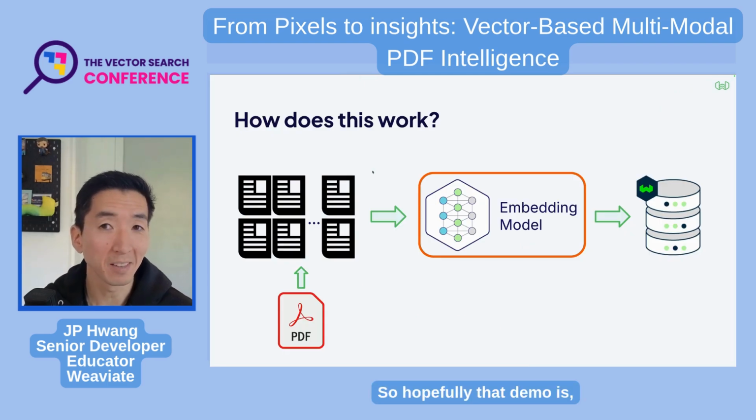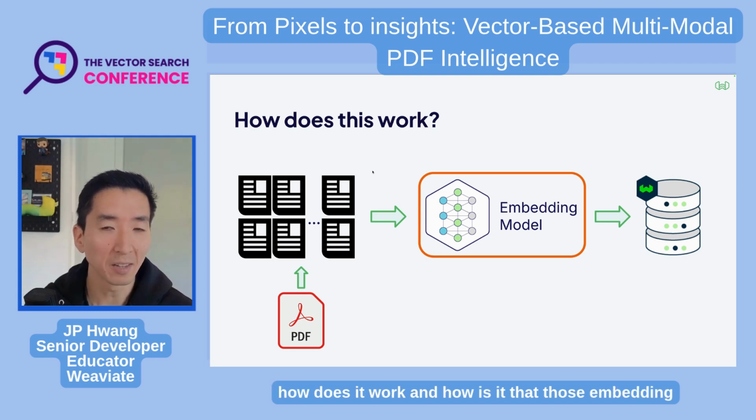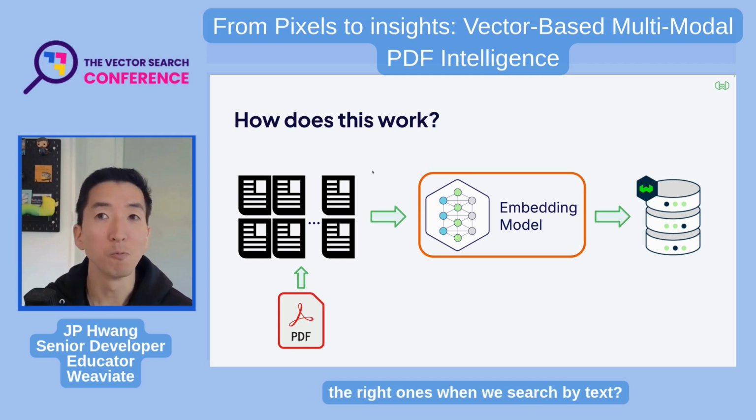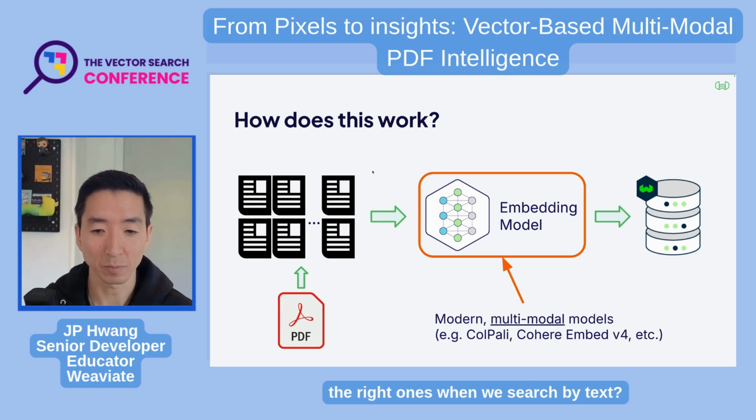So hopefully that demo was interesting to you. So let's talk about how all of that works. How does it work, and how is it that those embedding models can understand those images and pull up the right ones when we search by text?